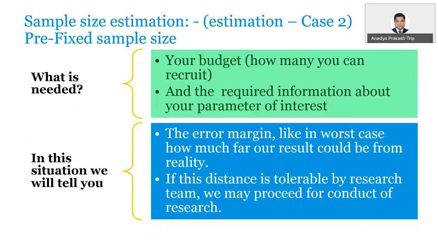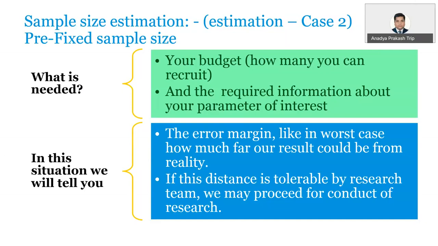So what we need to know is the budget, how many subjects we can recruit, and some information about the parameter of interest, like what is the percentage, how much, what is the measurement magnitude, all those things. And then some statistical information like error margin, alpha, power, all those things. In an estimation process, power is never demanded. It's mostly applied in hypothesis testing. But we must know the alpha for a boundary construction.